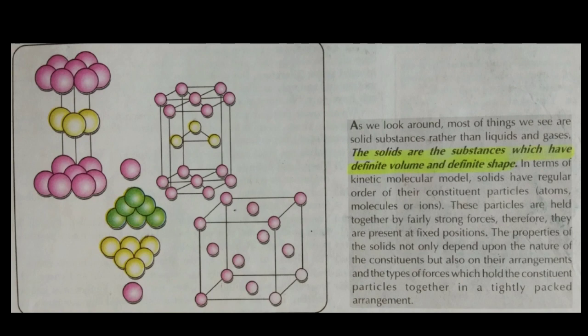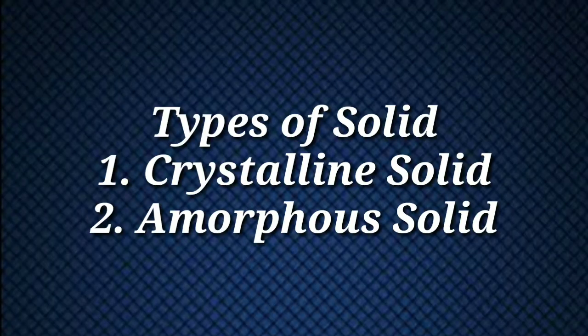The properties of solids depend not only upon the nature of the constituent particles, but also on their arrangements and the types of forces which hold the constituent particles together in a tightly packed arrangement. There are two types of solids, classified on the basis of the nature of order present in the arrangement of the constituent particles. They are crystalline solids and amorphous solids.